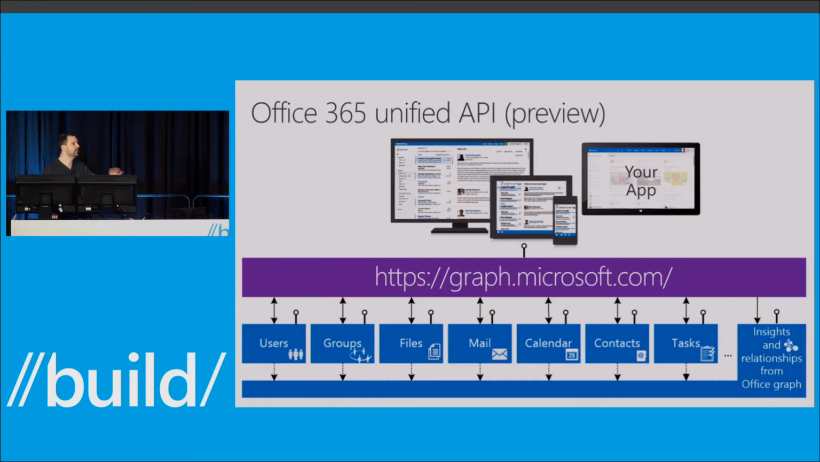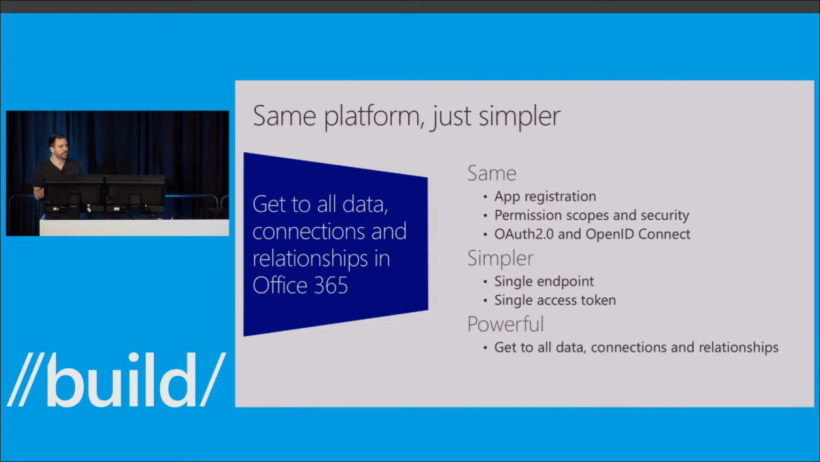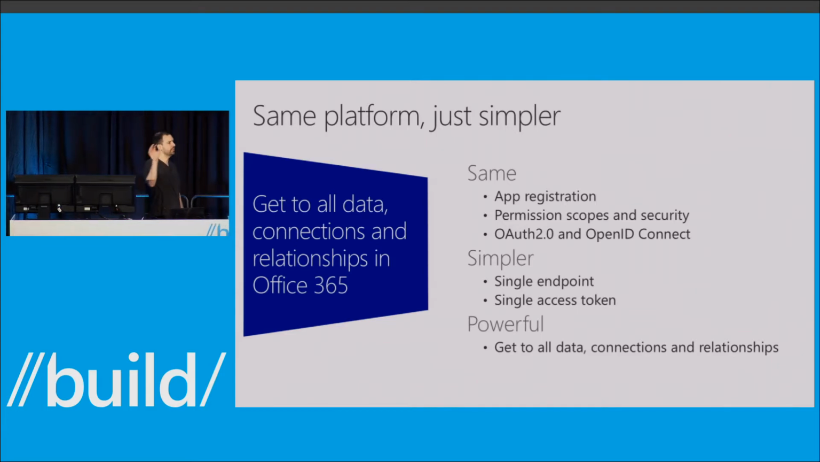So you don't have to deal with any of that stuff anymore on this API. It's still in preview, but we'll certainly continue to invest in this. And the message I want to send is that it's really the same, but simpler. All of that app registration stuff, the permission scopes and security, the OpenID Connect and OAuth 2 flows, they're all the same. The simpler piece is that you get that one endpoint. You only have to have one access token. You don't have to do discovery. But the APIs themselves are the same.